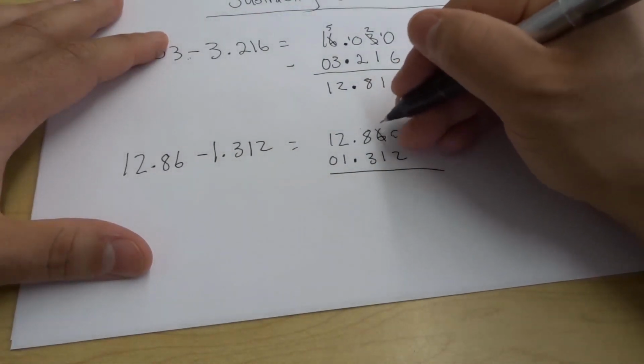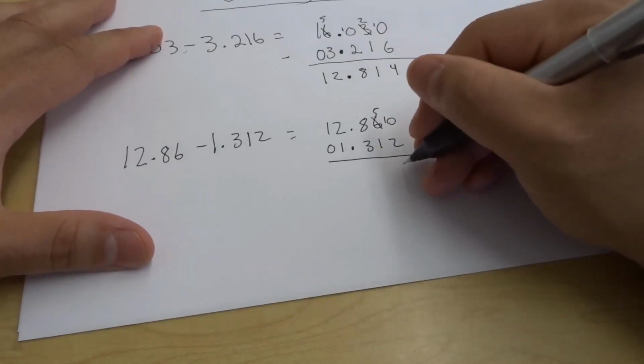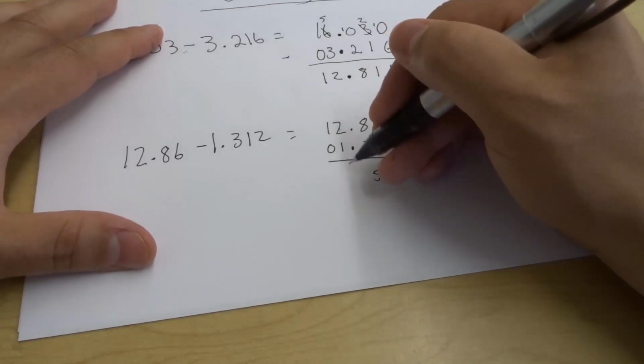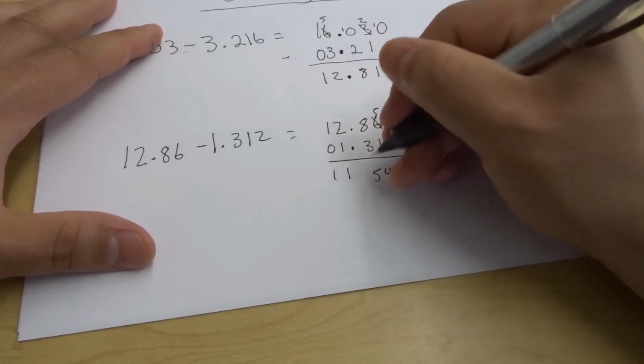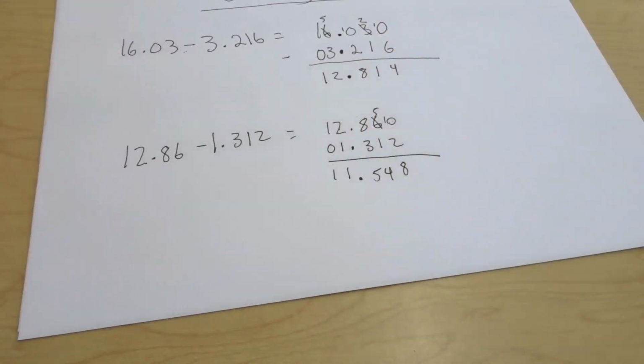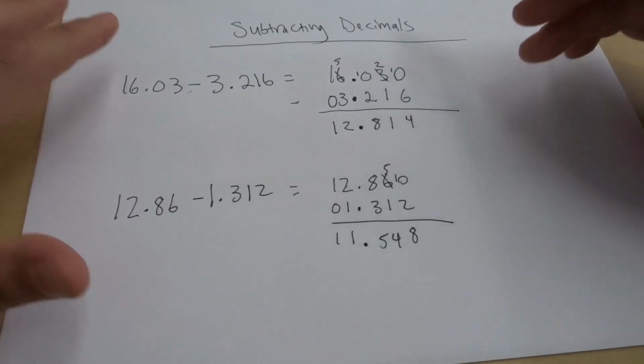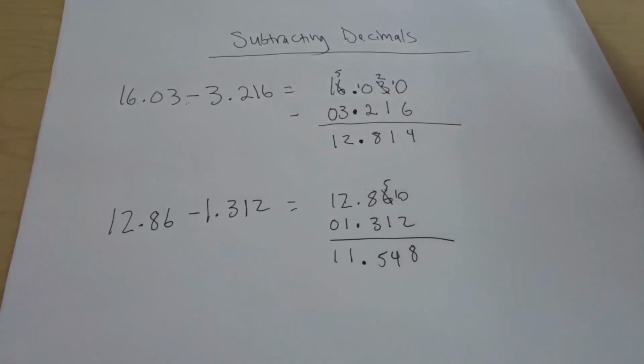0 minus 2 we can't do, so this turns to a 5. That's a 10. 10 minus 2 is 8. 5 minus 1 is 4. 8 minus 3 is 5. 2 minus 1 is 1. 1 minus 0 is 1. The decimal stacks underneath, and literally it's that quick and that simple. Once you have the process down like that, you can subtract decimal numbers really easily.